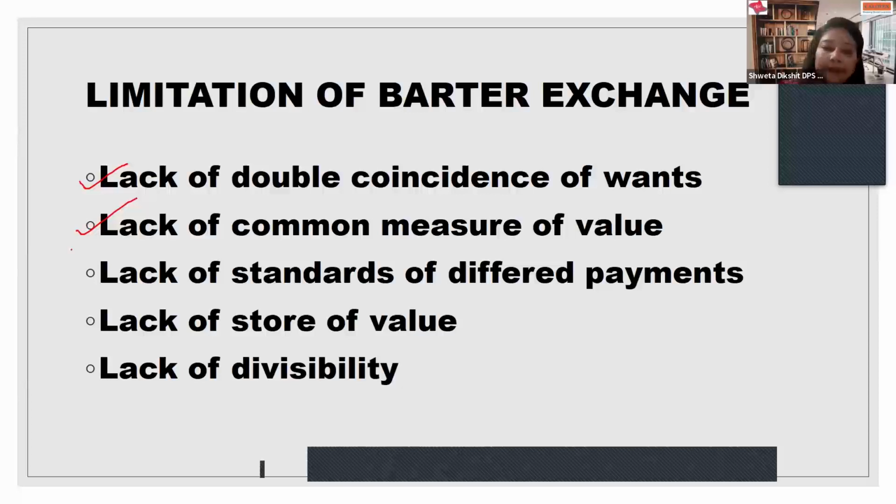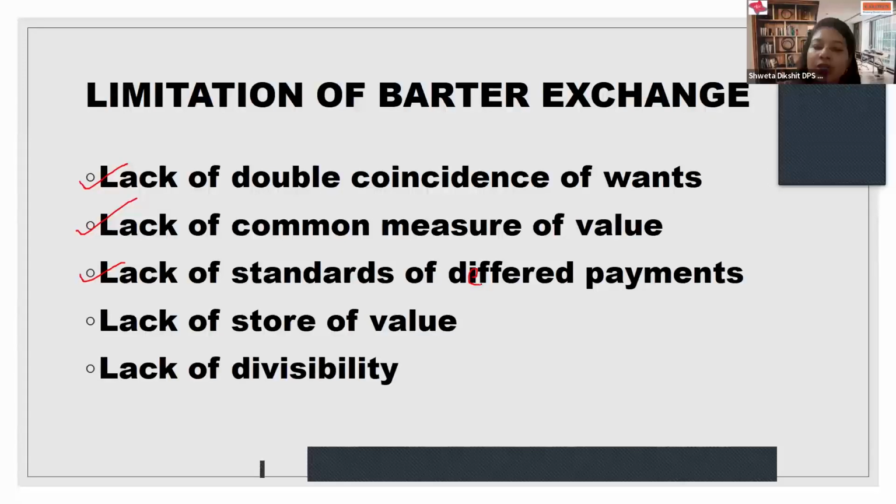Then comes the lack of a standard of deferred payment. Remember, children, today it is very easy for us to consume. That is because today we buy something and we make payments in the future. But that was not that easy in the barter system, because the barter system was always about the present. There was no possibility of postponement of payment.